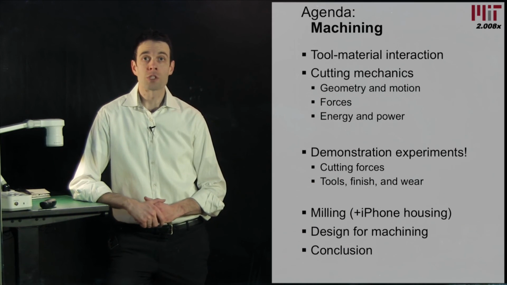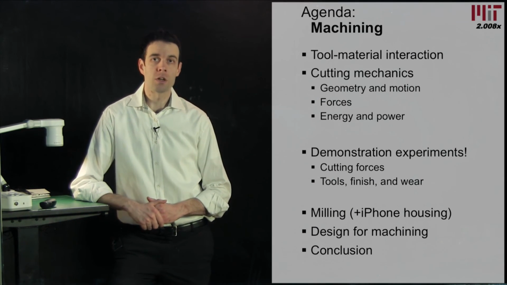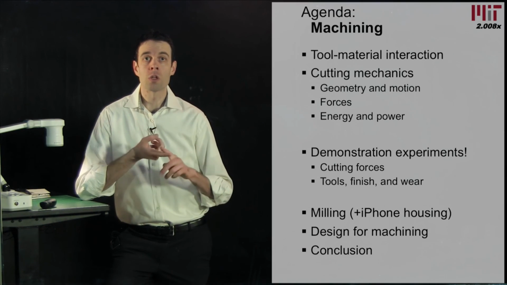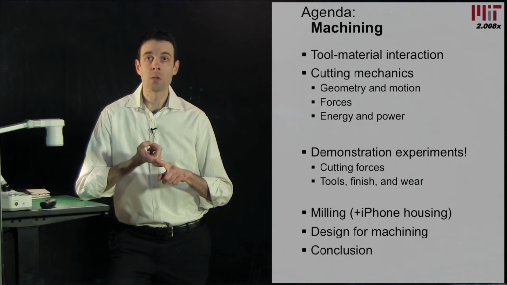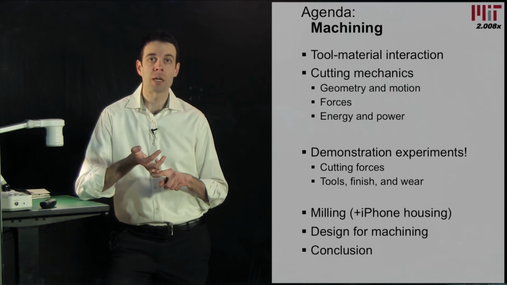Here's the agenda for the machining module. First, we'll discuss the interaction between the tool and the material. Then we'll address cutting mechanics in 3 parts. First, we'll address the geometry and motion of the tool. Second, we'll discuss how cutting forces scale with process parameters. And third, we'll understand what determines the energy and power needed for machining.